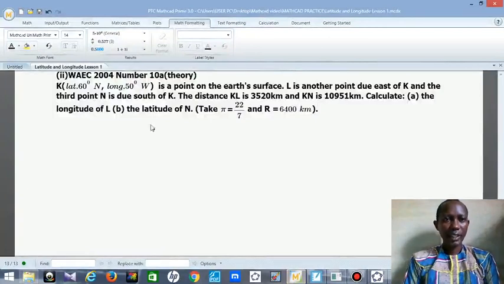Okay, this is another example taken from WAEC 2004 number 10A. It's a theory question and it's still on latitude and longitude. Let's study it together and solve it together.